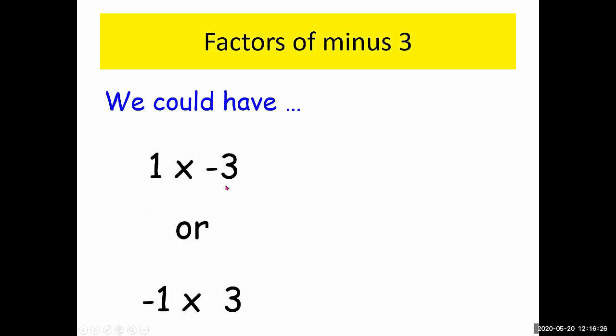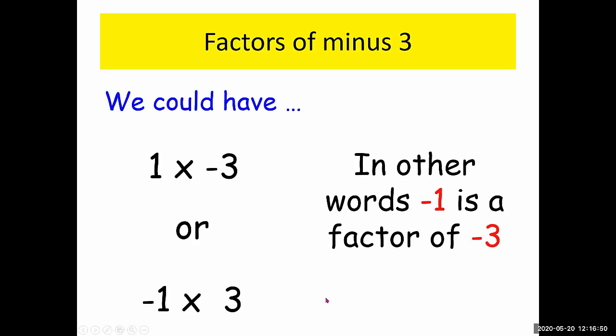I could have one lot of minus 3. I'll take away 3 pounds off you. Take away 3. Or I could take away once 3 times. I could say, I'm going to take £1 off you now, £1 off you in a minute's time, and another £1 a minute after that. I still take away 3, don't I? In other words, minus 1 is a factor of minus 3. Minus 3 is a factor of minus 3.